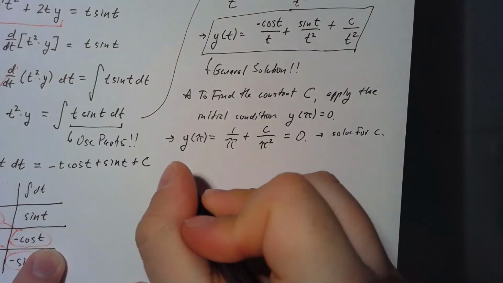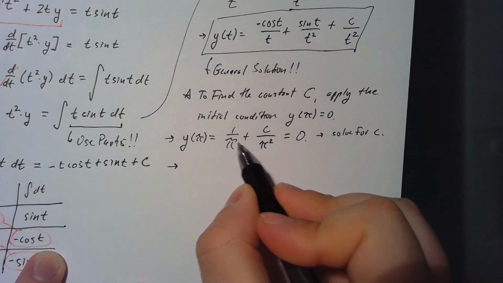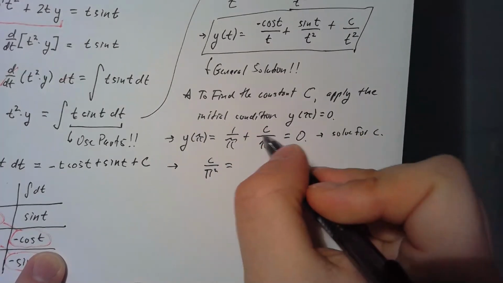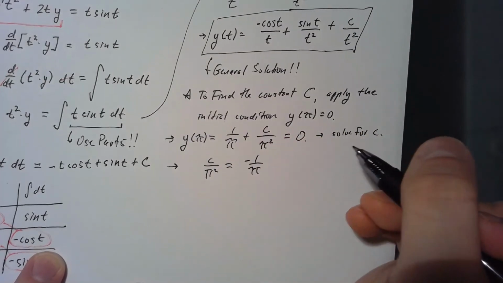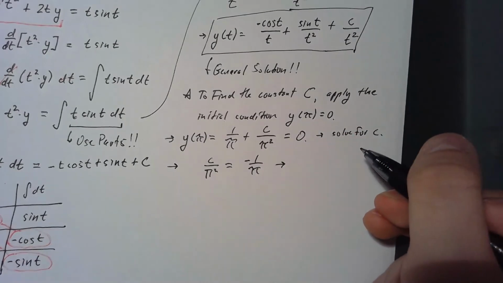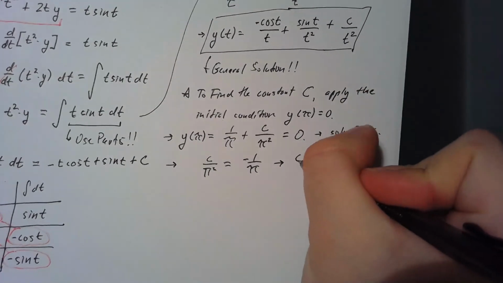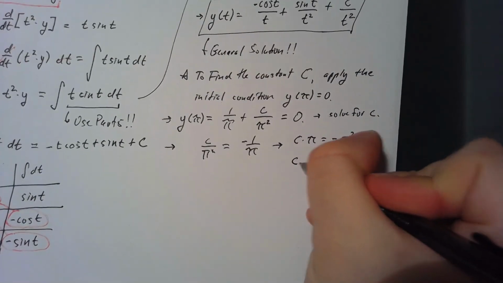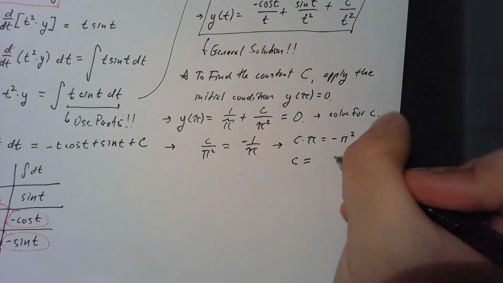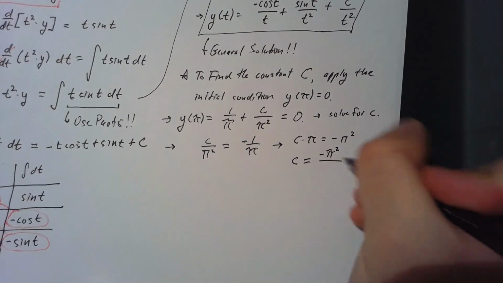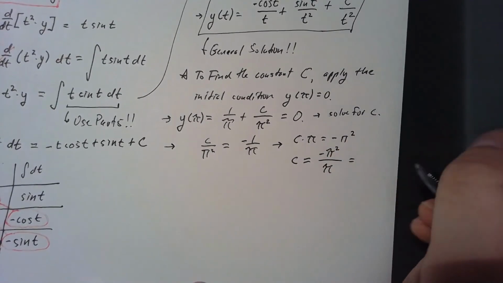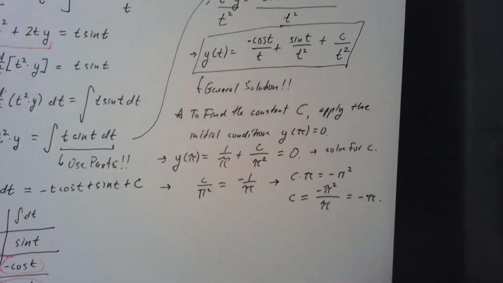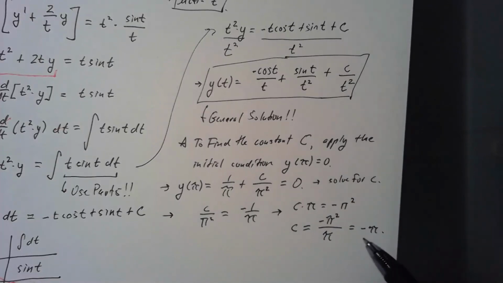So when you do that, subtract 1 over pi from both sides, so you're going to get c over pi squared equals minus 1 over pi. You could cross multiply here, and you're going to get c times pi equals negative pi squared, which means c equals negative pi squared over pi, which is negative pi. So that means c is negative pi.